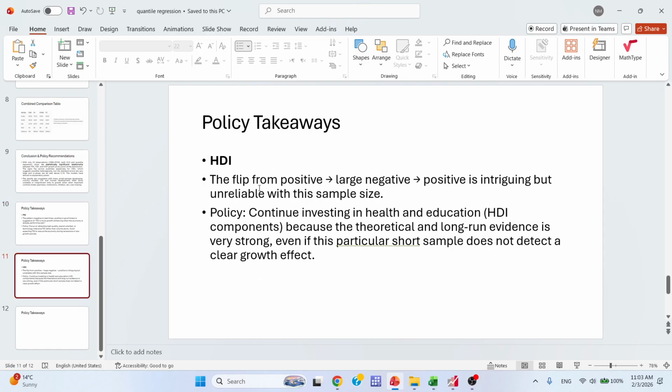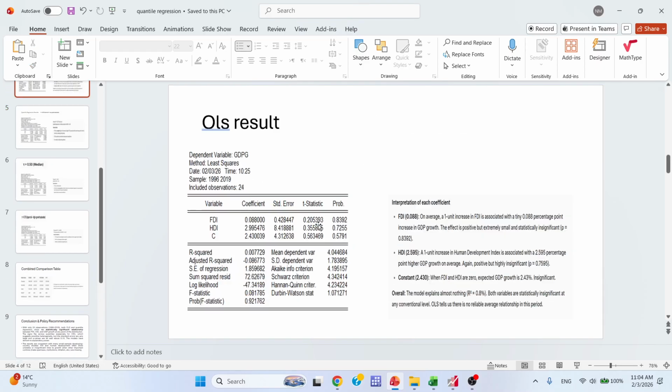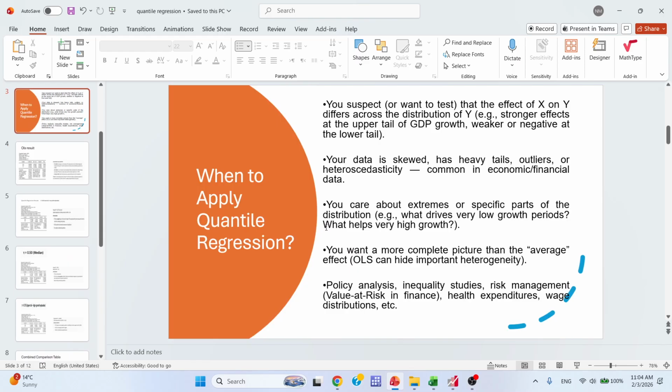Then for HDI, the flip from positive to large negative and then positive is interesting but unreliable with this sample size. The policy implication is to continue investing in health and education, the HDI components, because the theoretical and long-run evidence is very strong, even if this particular short sample does not detect a clear growth effect. As we mentioned earlier, our sample size is very small, so in that scenario we will not have ideal results.